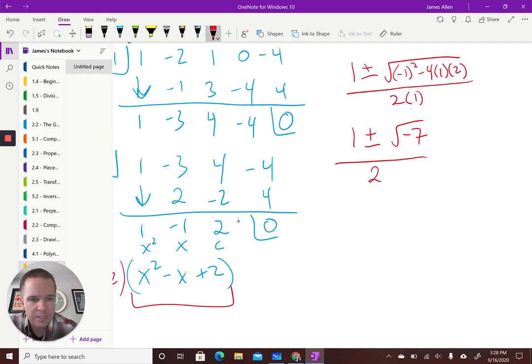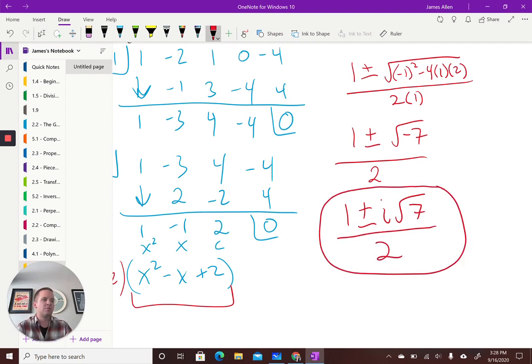All right. So that's going to be 1 plus or minus i root 7 over 2. Boom. There's my 2 remaining roots. x equals, we can even toss that in there because, let's be formal. But those are my 2 remaining roots.